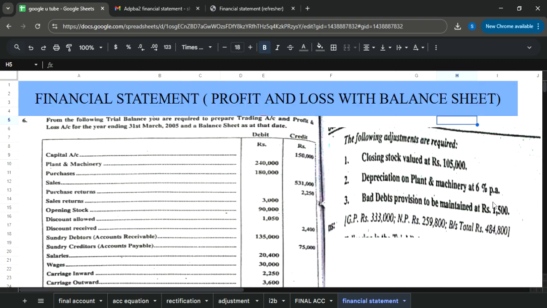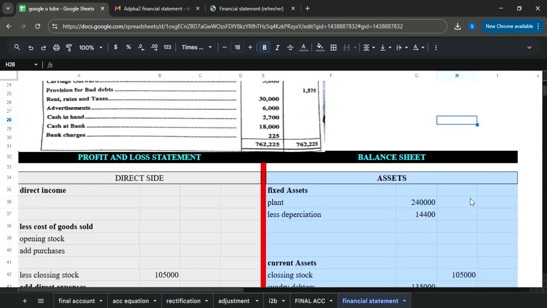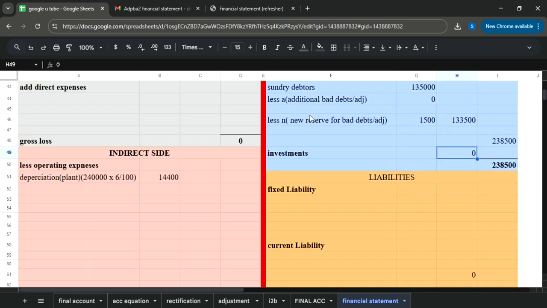Go back to the adjustment, and all three adjustments are completed, and this bad debt adjustment was partially completed on the asset side. Now you will go to the indirect side. First you will write B, which is for bad debts.